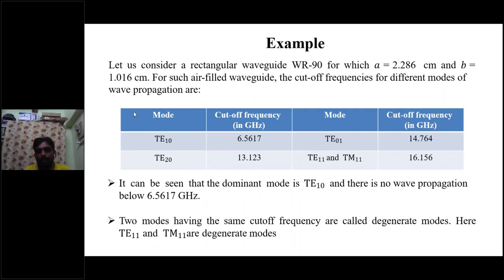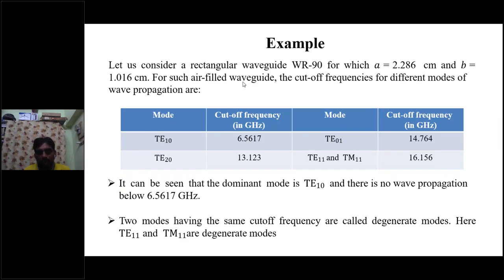This is one example, a problem taken from our standard textbook, Liao. A rectangular waveguide is given whose dimensions are known, and for those dimensions I calculate for the TE10 mode. The cutoff frequency is 6.561 gigahertz, and this is for the TE01 mode. I calculate the cutoff frequency using the formula fc is equal to c by 2 square root of m by a whole square plus n by b whole square, where the values of a and b are given in the problem. For this case, we determine which one is the dominant mode depending on our expressions.